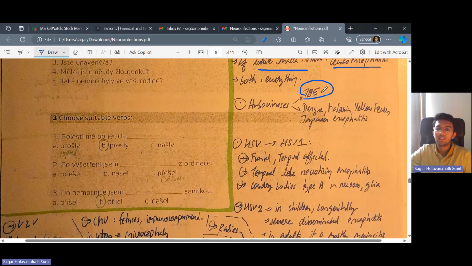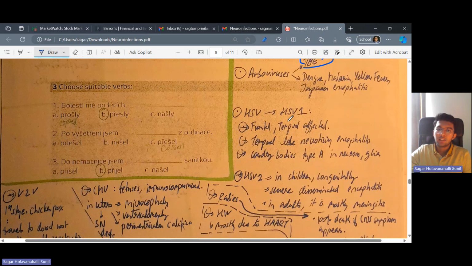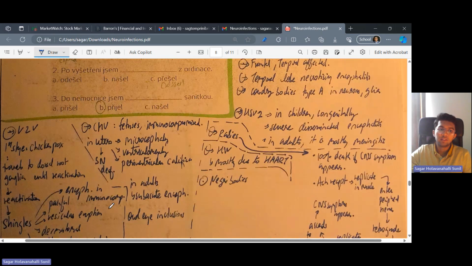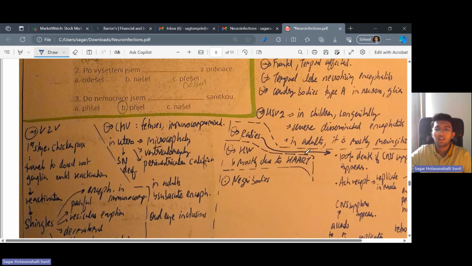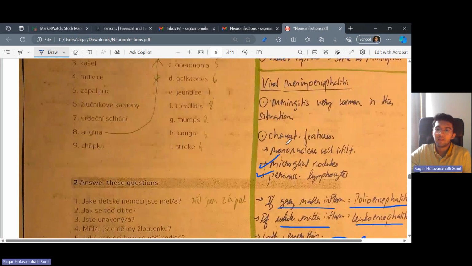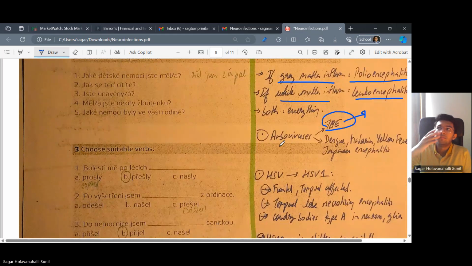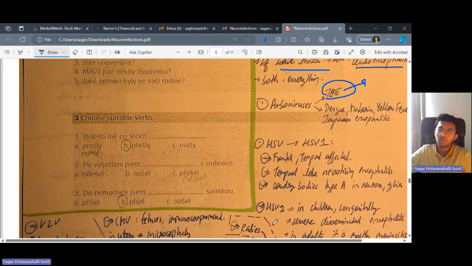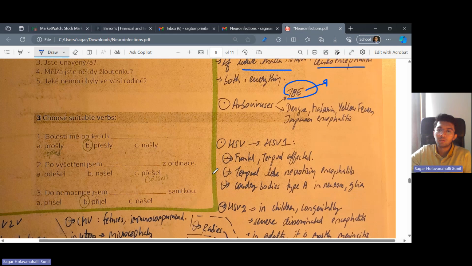So the way you remember this is tick-borne encephalitis, very common in Czech Republic. You go to the forest, especially during the summer vacation, there's a high probability of acquiring this. Then HSV1, HSV2, CMV, VZV, varicella zoster virus. Each of these have specific pathophysiologies. So you would have to go through this in greater detail. I'm not going to touch upon this too much.